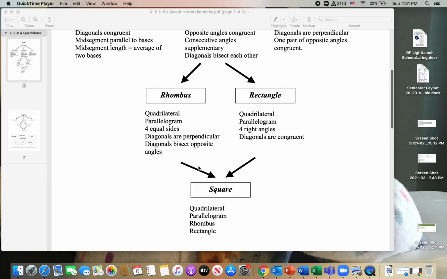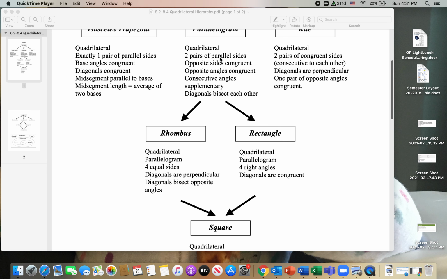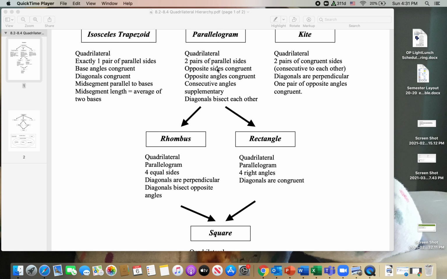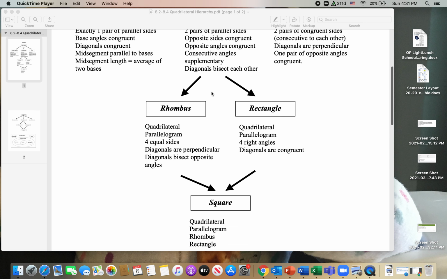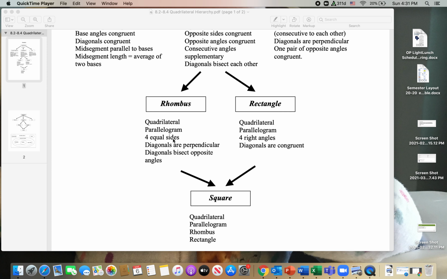But a rhombus is a quadrilateral. It has all those same parallelogram properties. It has 4 equal sides. So in parallelograms, they don't have 4 equal sides. The opposite sides are congruent. These have 4 equal sides. Its diagonals are perpendicular, and its diagonals bisect opposite angles.